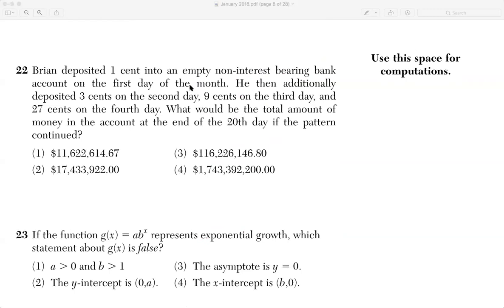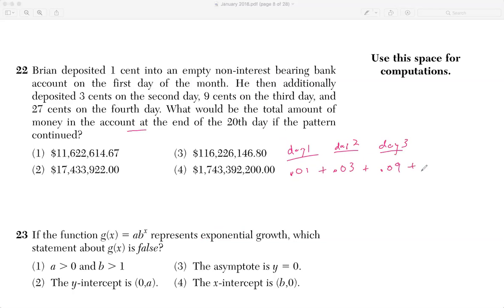Let's see. Brian deposited 1 cent into a non-interest-bearing bank account on the first day of the month. He then additionally deposited 3 cents on the second day, 9 cents on the third, and 20 cents. So what would be the total amount? Day 1, 0.01; day 2, 3 cents; day 3, 9 cents. We want to know the total amount of money in the account at the end of the 28th day.